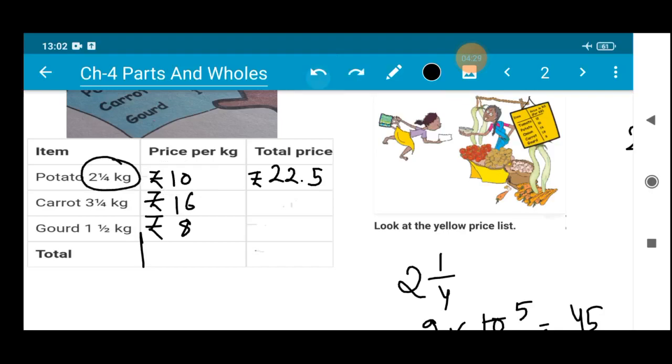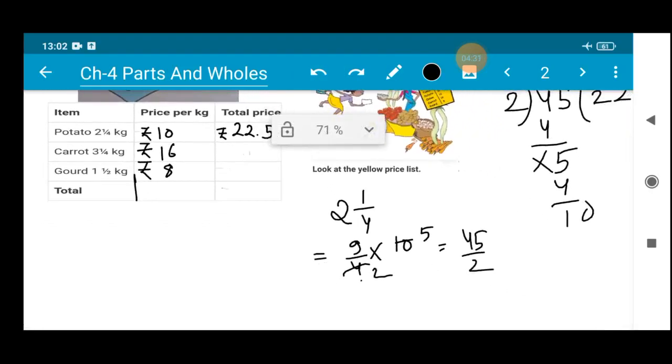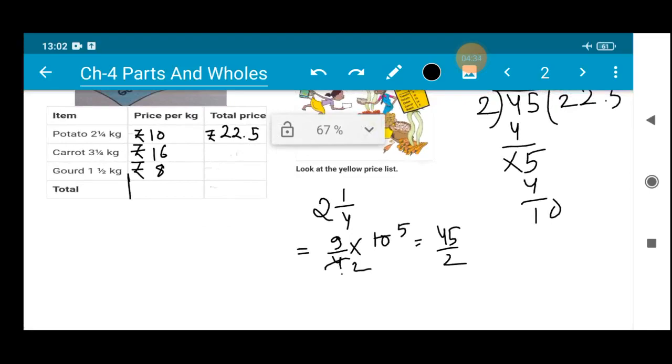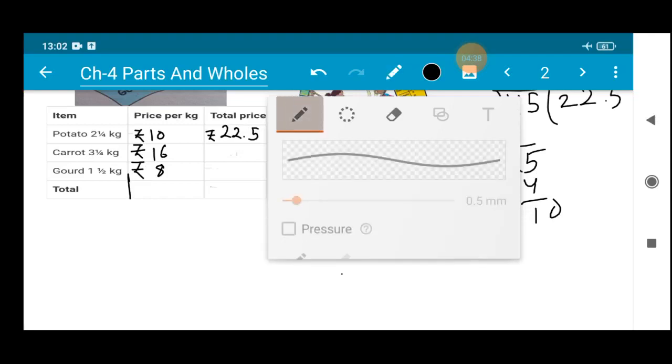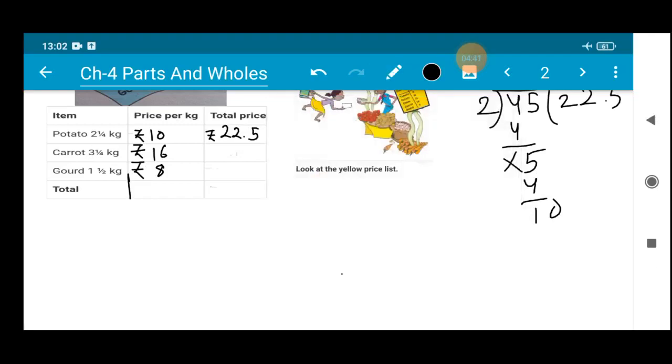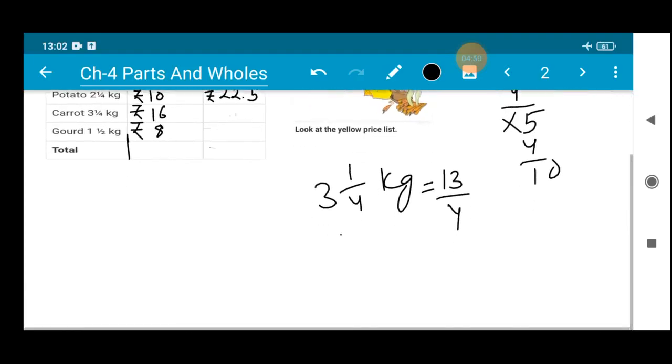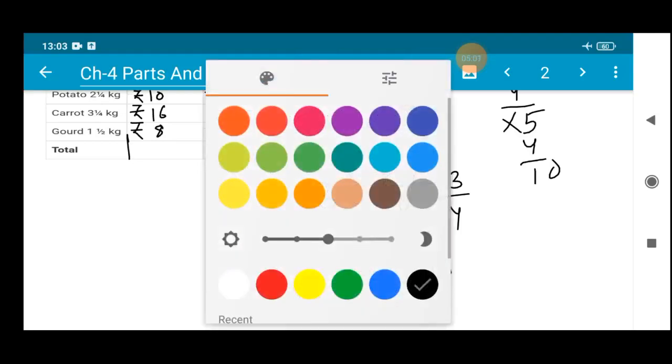For 2 whole 1 by 4 kg it is 22.5. Okay, now the cost of 1 kg carrot is rupees 16. Now if she buys 3 whole 1 by 4 kg, then if I convert this into a mixed fraction, I'll get 4 threes are 12, 12 plus 1, 13 by 4. Now the value of 3 whole 1 by 4 kg will be 13 by 4 into 16, because 1 kg carrot is 16, then what will be the cost of 13 by 4 kg or 3 whole 1 by 4? That we have to find out.